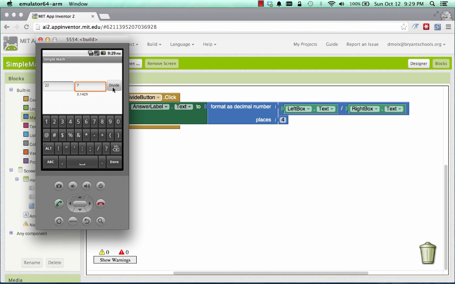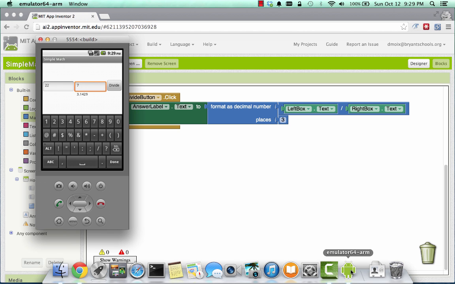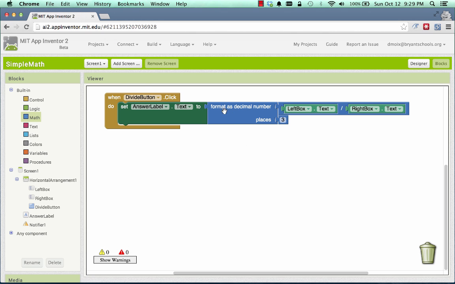it is 3.1429. To 3 decimal places, I would expect it to be 3.143, and let's check that out. Absolutely, so it's rounding just right. And the way we got that to round was not using a round block at all, but using a format as decimal number.